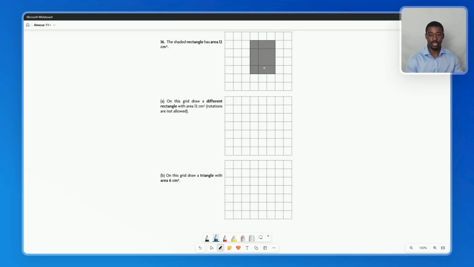Okay, so here for this question, we have a shaded rectangle with an area of 12 centimeters squared. And we have to draw a different rectangle also with an area of 12 centimeters squared. And we're told rotations are not allowed. So how do we think about this? Well, first of all, we know this rectangle up here has an area of 12 centimeters squared because we have a width of 3 and a length of 4. And 4 times 3 equals 12, right?